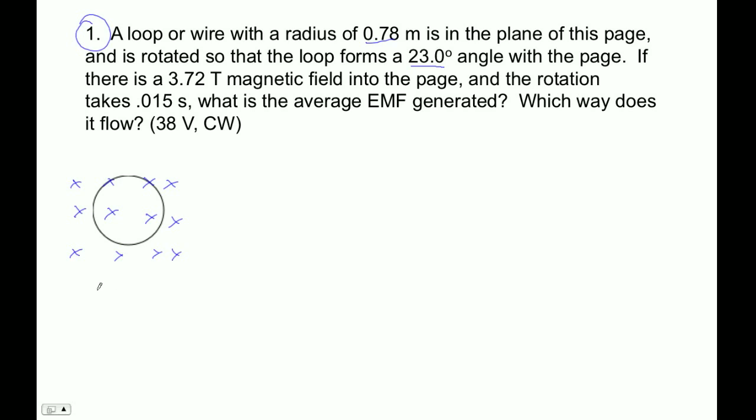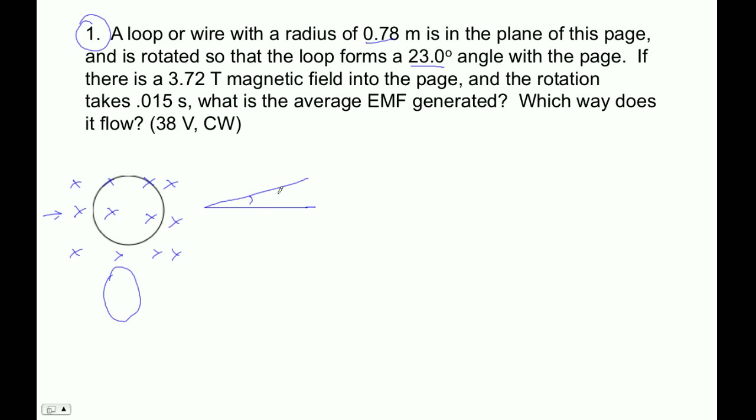this loop, and when it's rotated, as seen from above it's going to look kind of oval, so there will be fewer flux lines going through it. What's really changing here is the angle. So if we draw a little line here, here's the loop flat with the page, and I'm looking at this from the side. Then if we tip it up 23 degrees, the loop is going to be like that, only it'll be the same length.